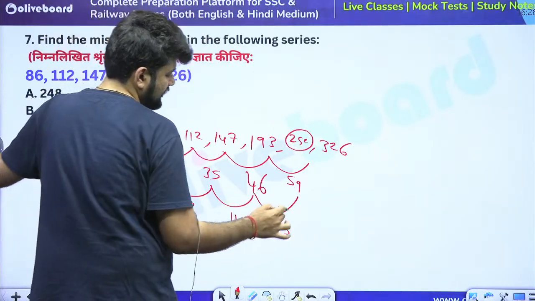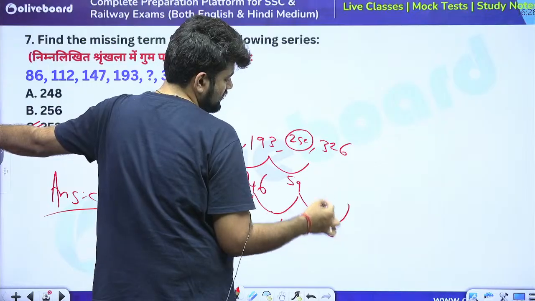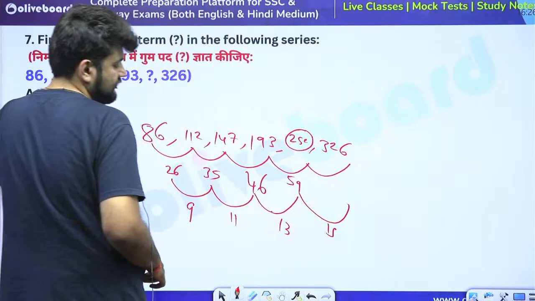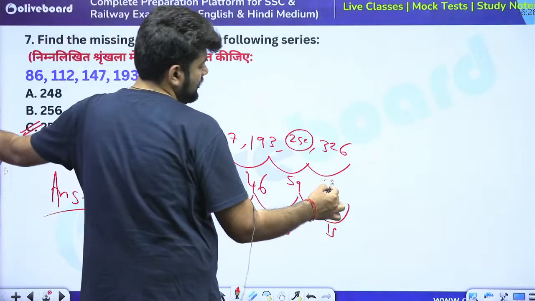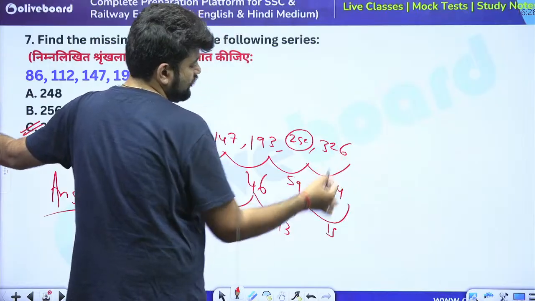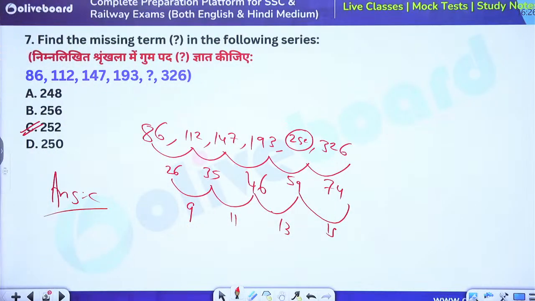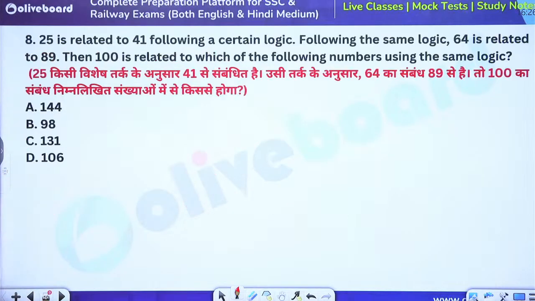Again 9, 11, 13, 15. If we add 15 more to this, what will we get? We'll get 74, and 252 plus 74 is 326. So it is fitting the bill. So this is my answer. Okay. Correct, Abhijit, very good. Next.